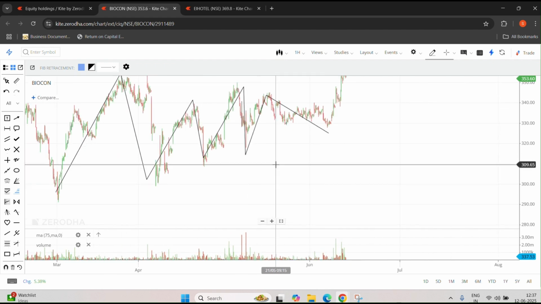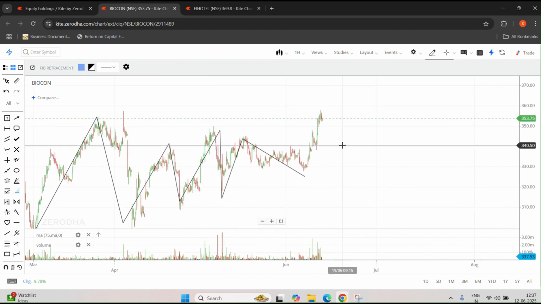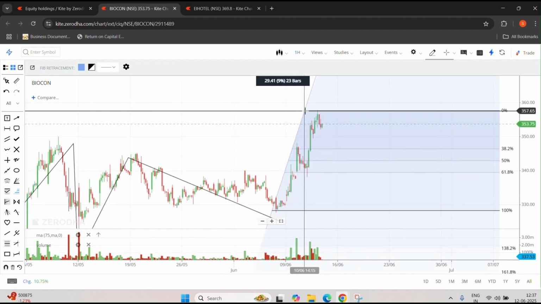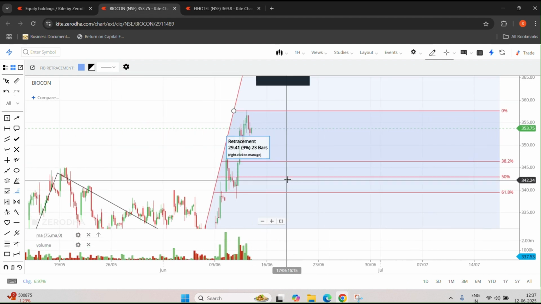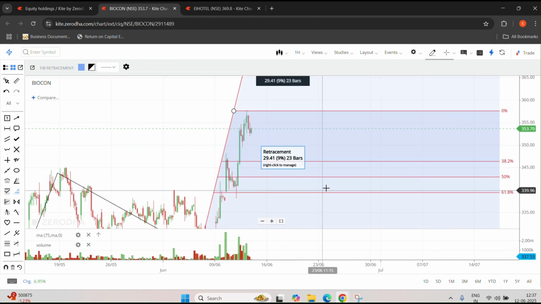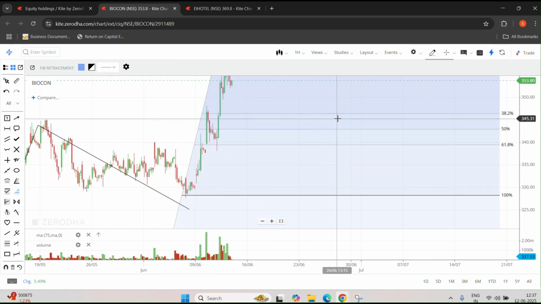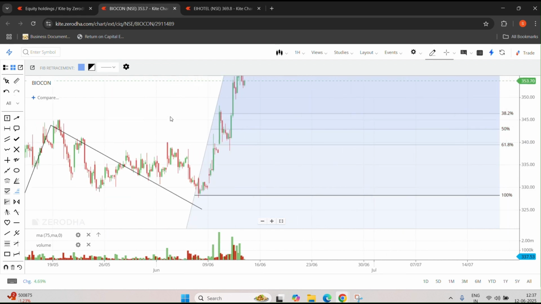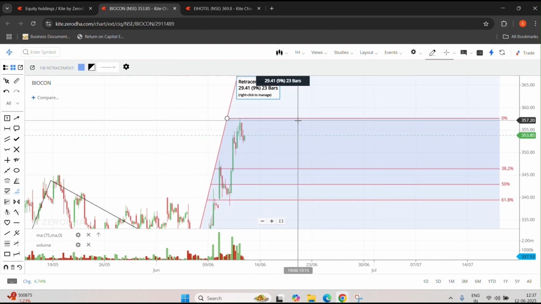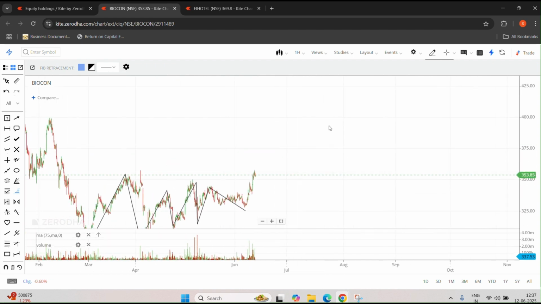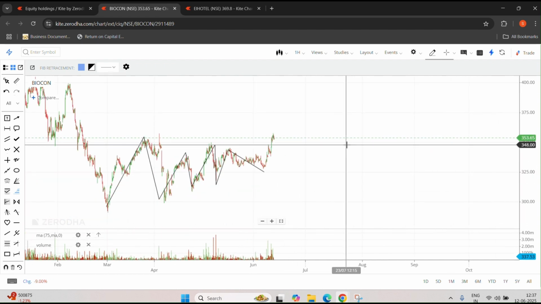You can do the same here. Now it has crossed this level, so this becomes the high. Once the price crosses 342 from the lower side, you can execute your trade at 342 and keep your stop loss at 328. A 1 to 2 risk to reward you can easily achieve. This is how you can execute or plan your trade.